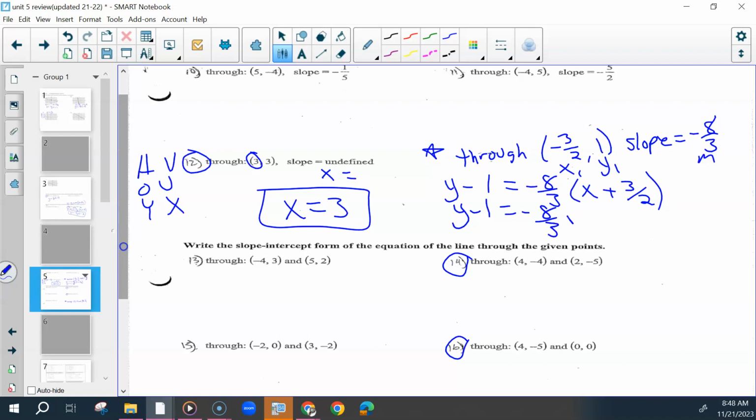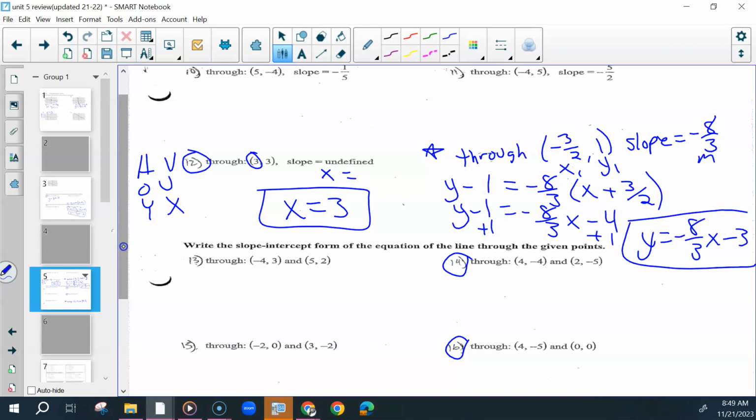So -8/3x, multiply these and tell me what you get. This happens to work out, but sometimes it won't, so you'll end up with fractions as your y-intercepts. Y equals -8/3 x minus 3. Aiden, Evan, make sure you're writing this down. Questions on that so far?